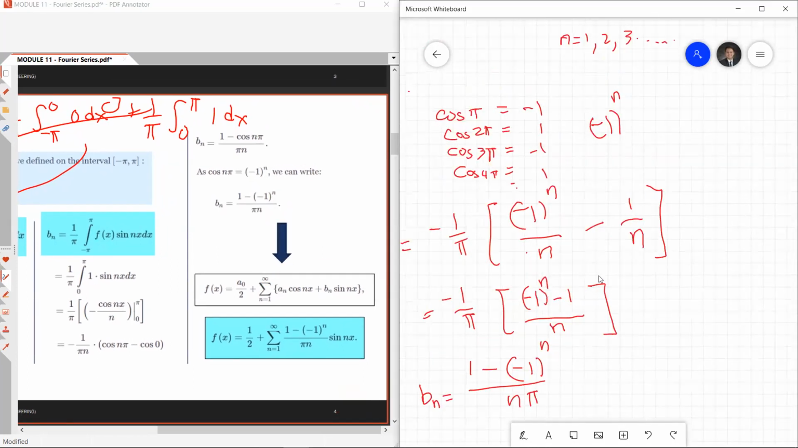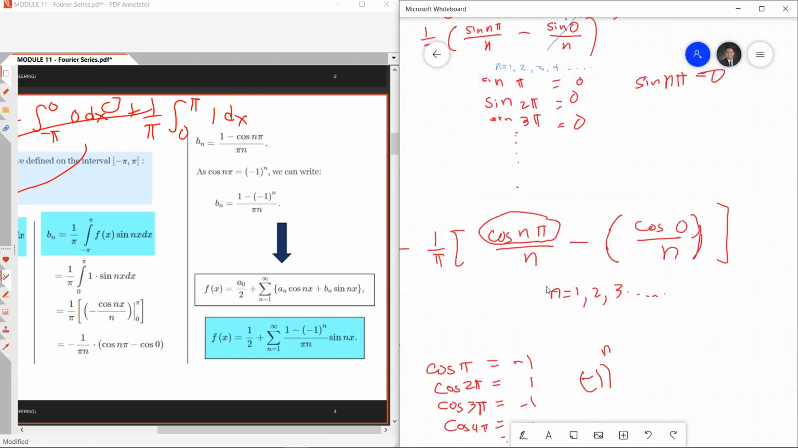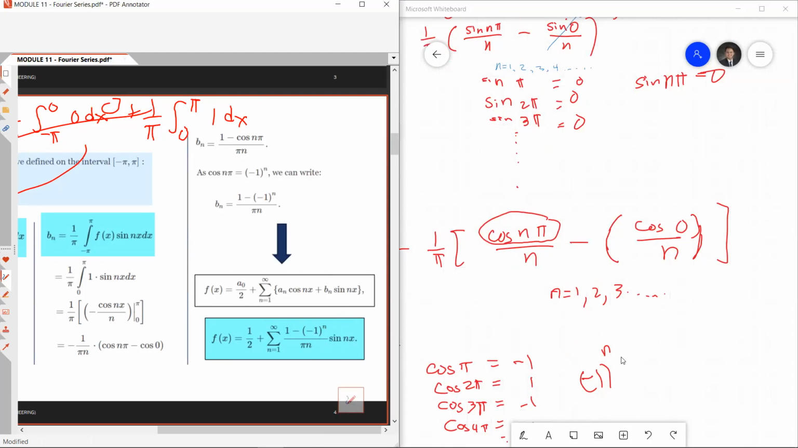So, mas maganda sa uluhin nyo na to. Kapag sine n pi, that is always 0. Cosine 0 is 1. Cosine n pi is always negative 1 raised to n. Okay, so much better if you try to memorize that one.